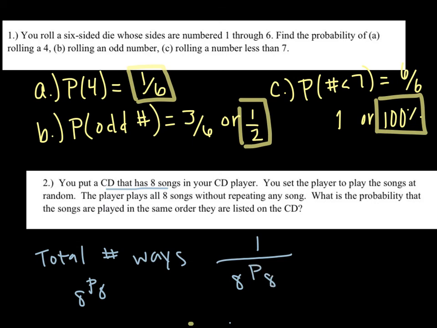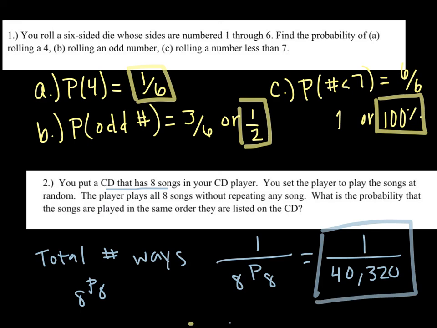So 1 over 8P8 is 1 in 40,320 chances or ways, which is actually less than 1%. It's 0.0025%. So the likelihood that your player would play the 8 songs in order the way they are on the CD is not very good.